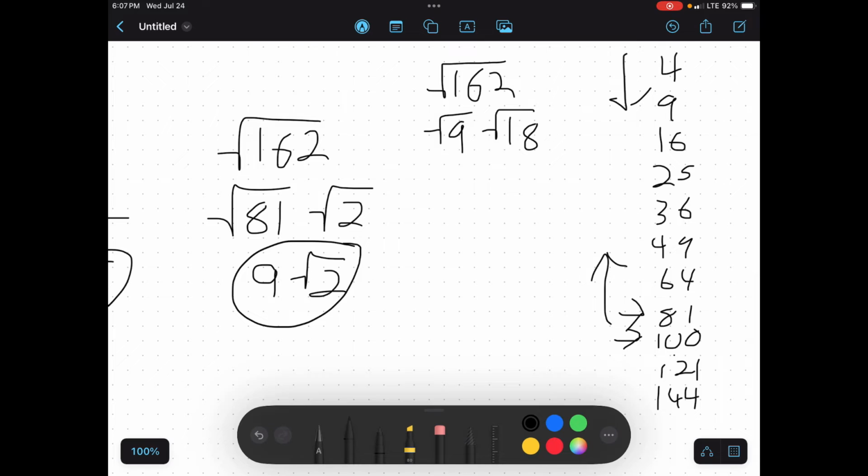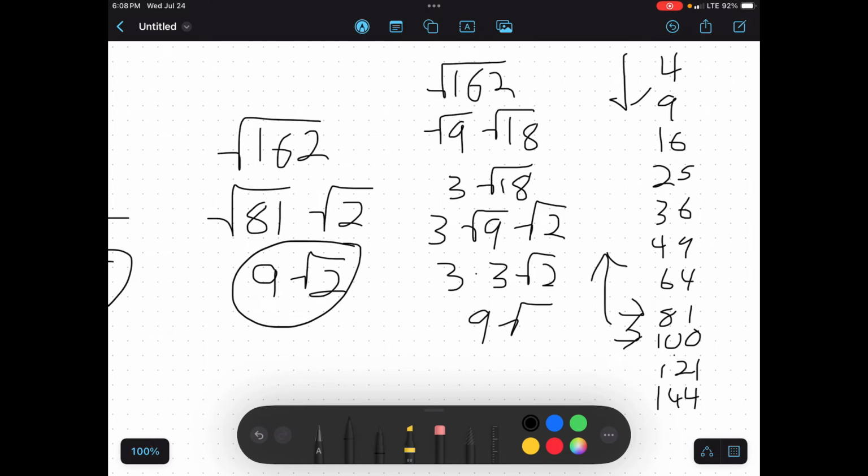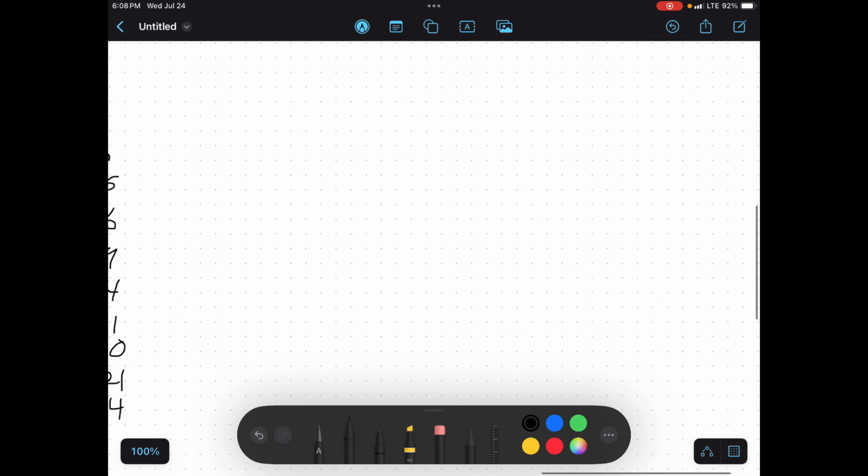And that's not wrong. The square root of 9 is 3, and I get 3 radical 18. The thing is, radical 18 can be reduced further. I can now write this as 3 times radical 9 times radical 2, or 3 times 3 radical 2, which is 9 radical 2. The idea, looking back at our example on the left, is to find the largest perfect square that goes into a radical and get an irreducible radical.